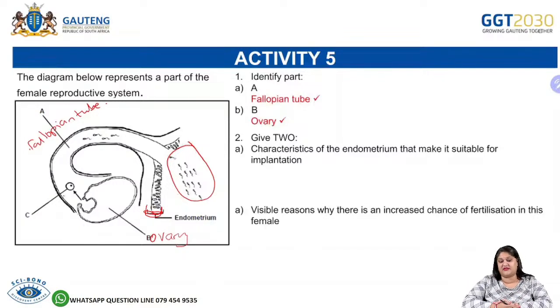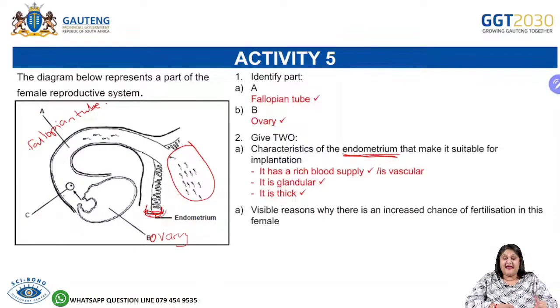Or between the uterus and the ovary. Give two characteristics of the endometrium that make it suitable for implantation. Right. Endometrium. So what is so special about this endometrium? It is rich in blood supply, or you can say it's vascular. It is also glandular and it is thick.